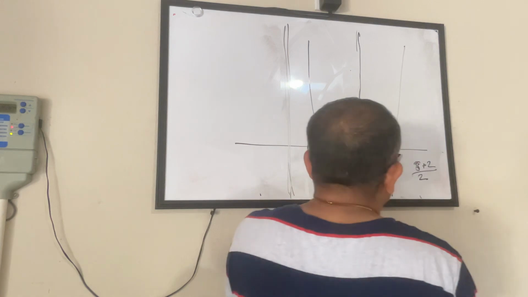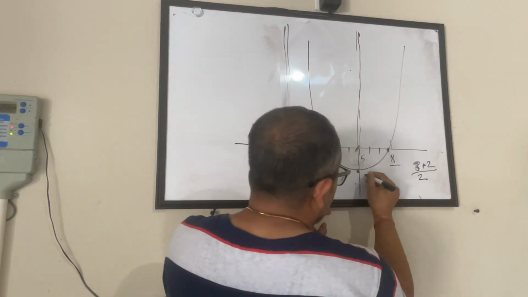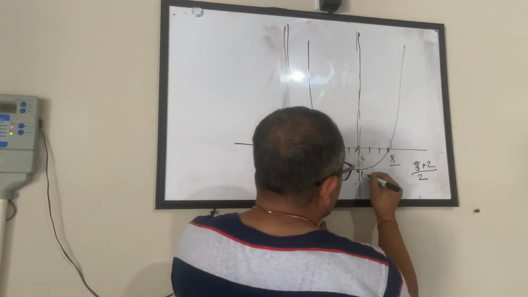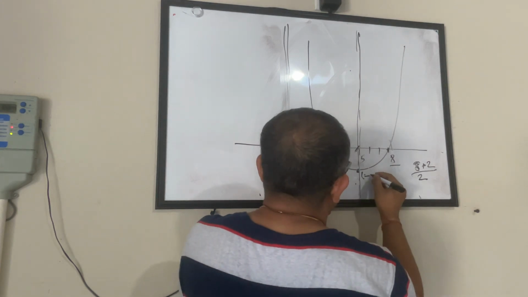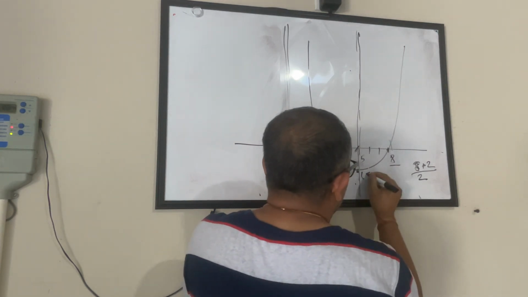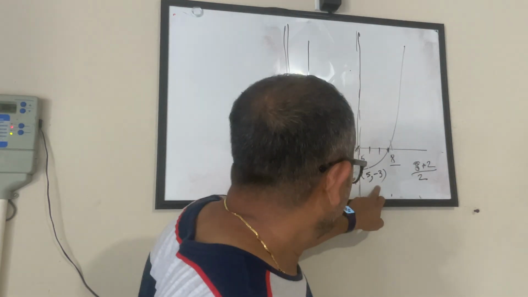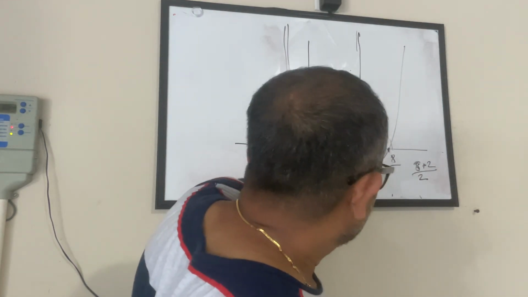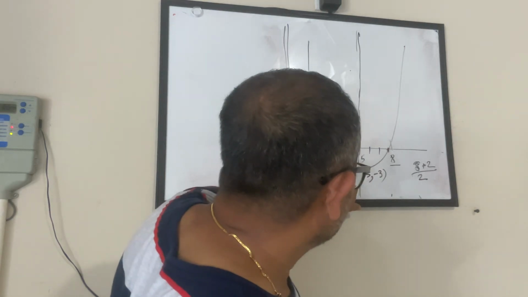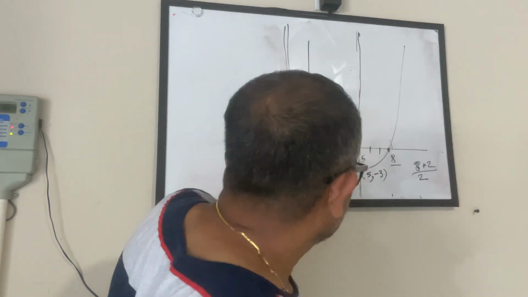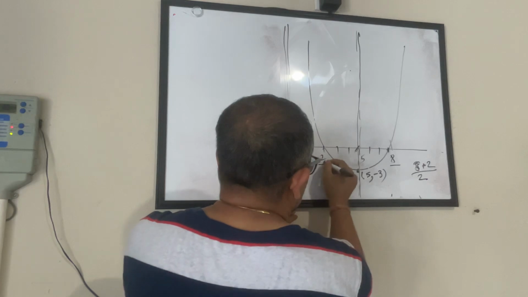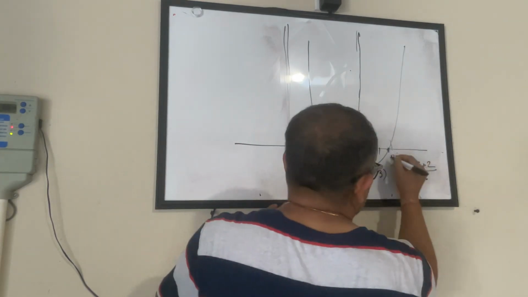So let's say this point is 5, minus 3. Okay. Now this is 5, minus 3 and this is 2, 0. This is 8, 0.